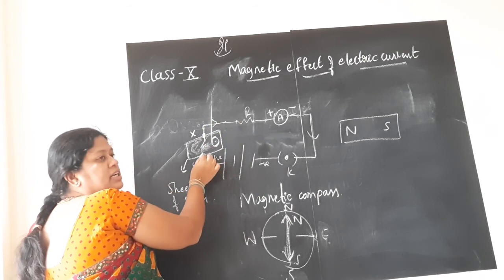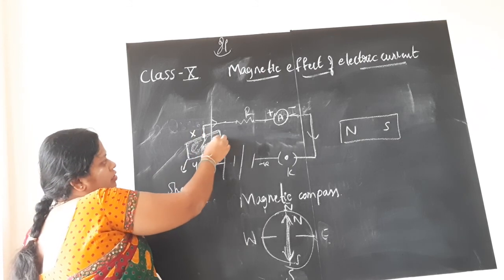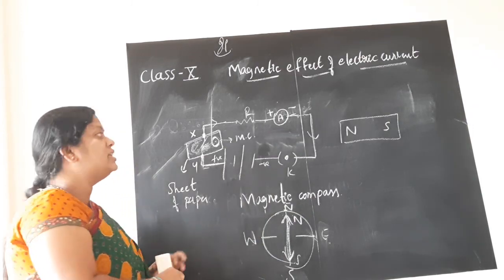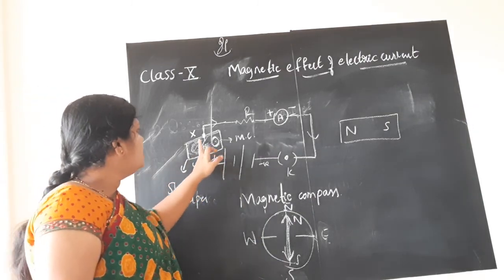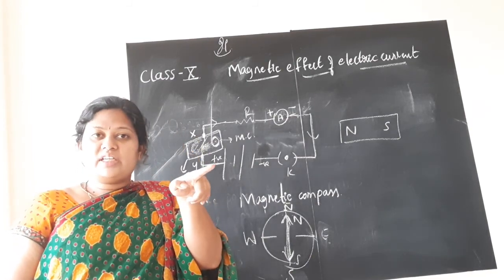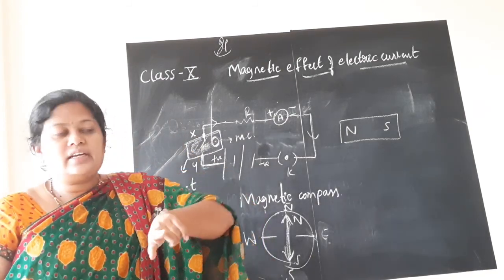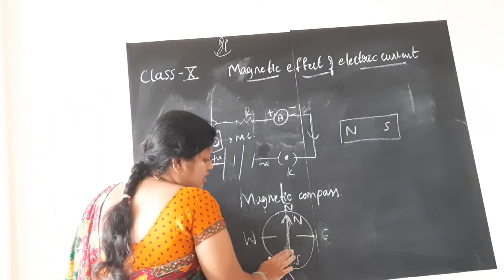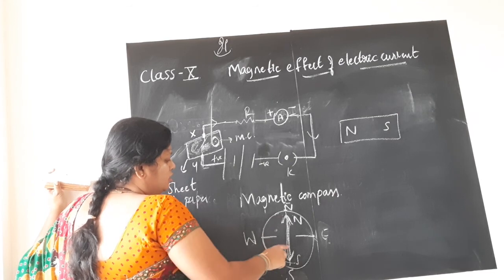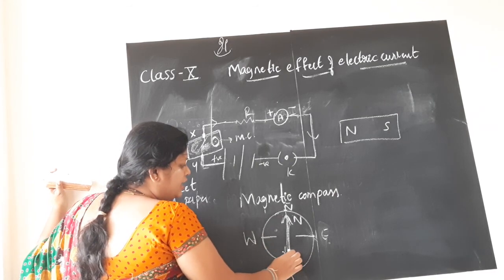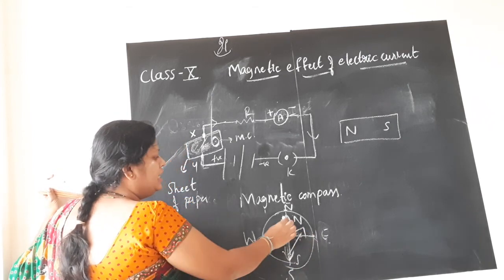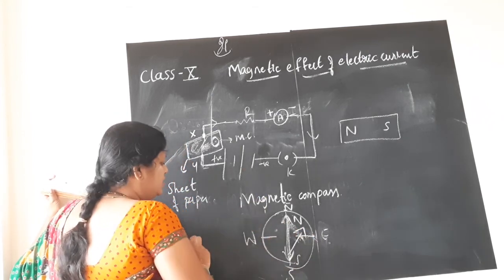But when the current is passing through the sheet, children, what have we kept here? We have kept MC. What is MC? A magnetic compass has been placed. So as soon as the current is passing nearby the magnetic compass, this needle will deflect. Suppose we say, see now, this is showing magnetic north. When current is passed through this, suddenly it will show deflection. It means the needle will move, children. Deflection means it is moving.